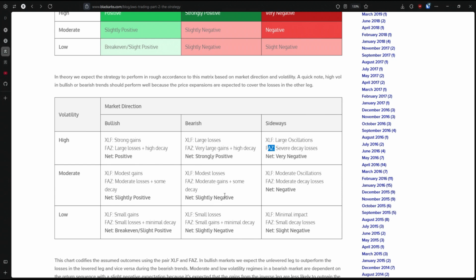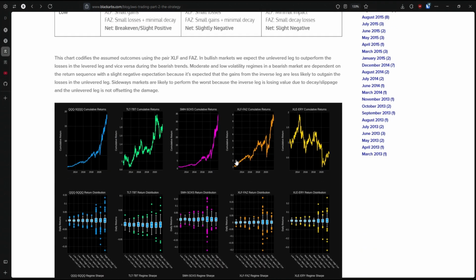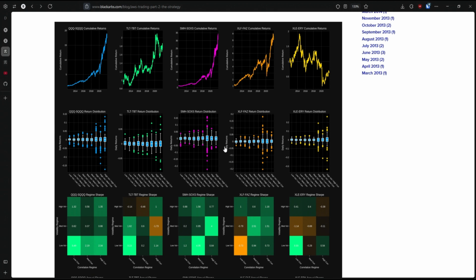When it's bearish and we have moderate to low volatility, it's going to depend very much on the sequence of returns, whether or not it's slightly negative or break even or just negative. And so here we are with the exploratory analysis.